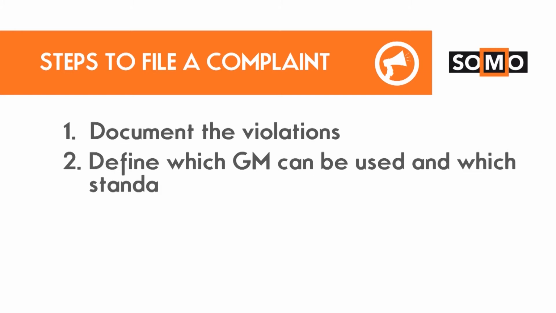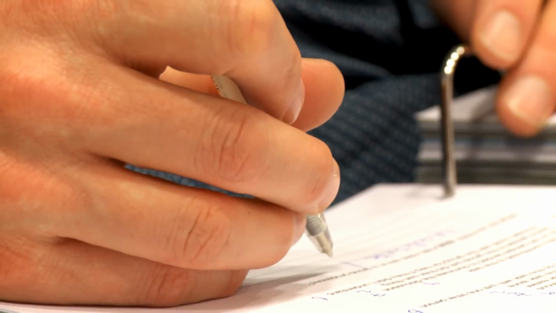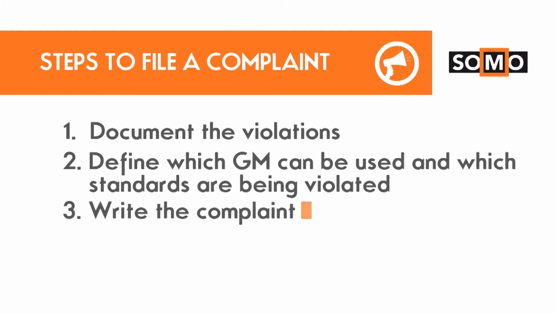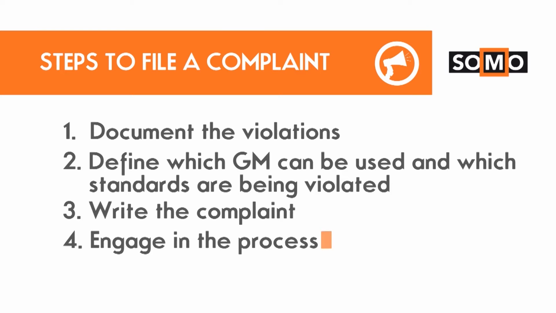Secondly, it is important to define which grievance mechanism could be used in your particular case and which specific standards or principles have been violated by the company. Usually, the next step is to prepare and write a complaint letter, outlining which violations you have identified and what your desired outcomes of a complaint process would be. If your complaint is accepted by the grievance mechanism, the next step is to engage in a process which, depending on a particular mechanism, may include investigation, fact-finding or mediation, hopefully resulting in a successful outcome. As much as possible, we want to resolve the cases by doing some dialogue with the companies.